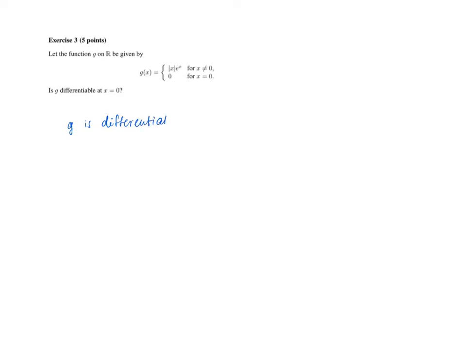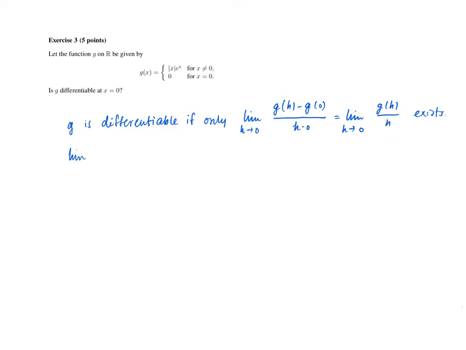The function g is differentiable if and only if the limit for h goes to 0 of g(h) minus g(0) divided by h minus 0 exists. And this limit is of course equal in this case to g(h) divided by h. Well, g(0) is 0 here, and h minus 0 equals h. So we're going to check whether this limit exists.